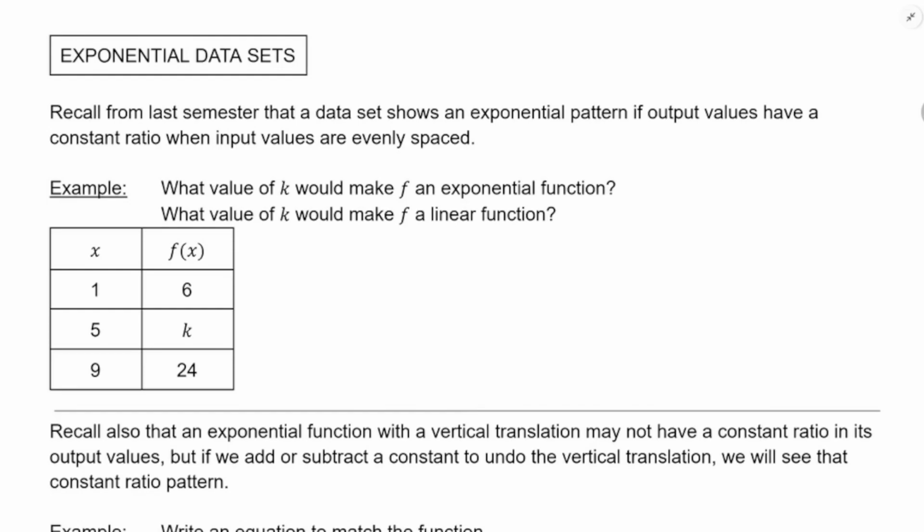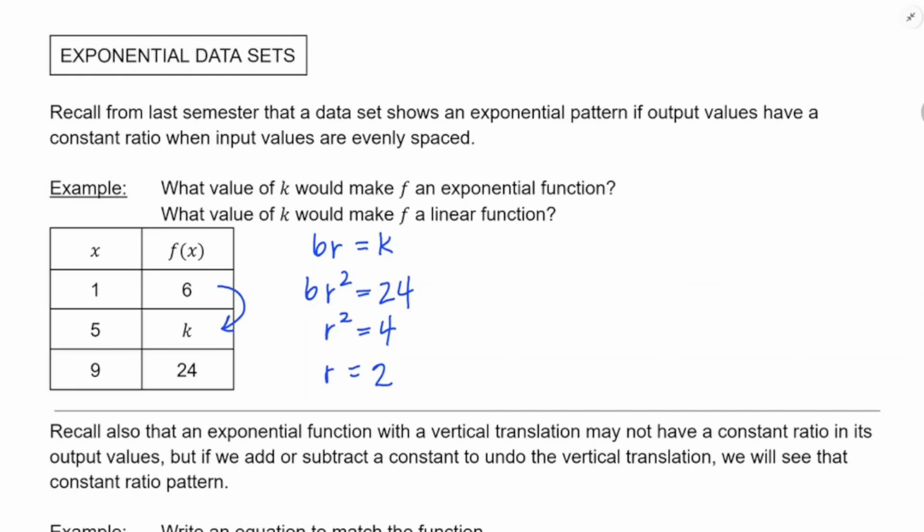Remember from last semester that a data set shows an exponential pattern if output values have a constant ratio when input values are evenly spaced. So what value of k would make f an exponential function? Well, 6 times r equals k, and then 6 times r squared would get me all the way to 24. I called it r. 6r squared equals 24. Wait a second, I can solve that for r. r squared equals 24 divided by 6, which is 4, and that must mean r is equal to 2.